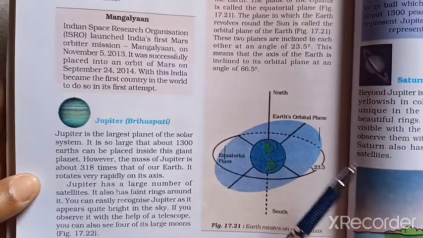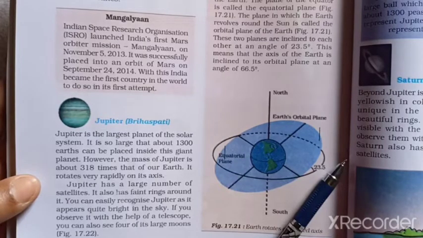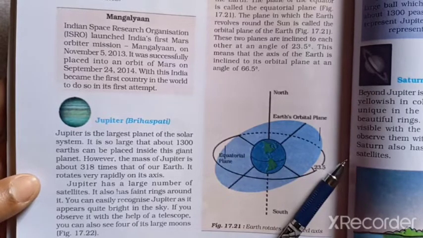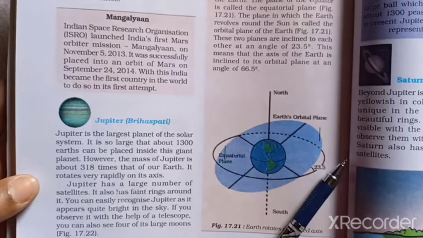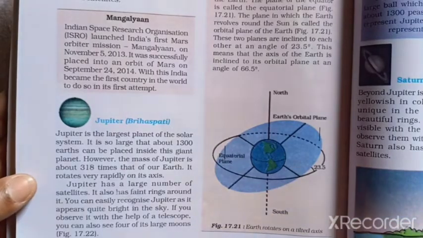So Mangalyaan is one of the missions taken by the Indian Space Research Organization. On November 5, 2013, it was launched, and on September 24, 2014, it was successfully placed into an orbit of Mars. With this, India became the first country in the world to do so in the first attempt.